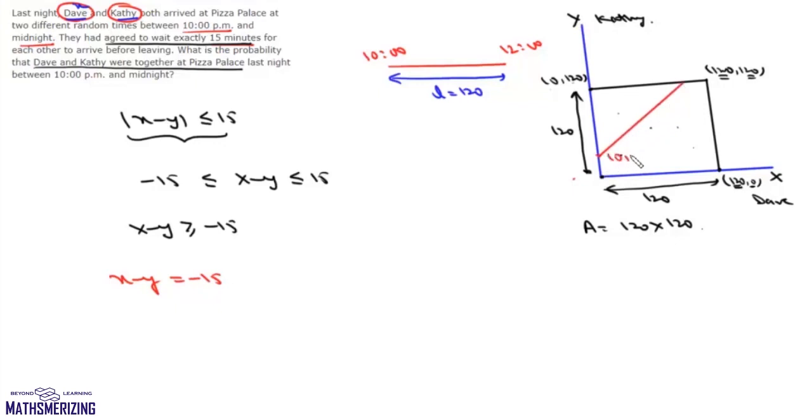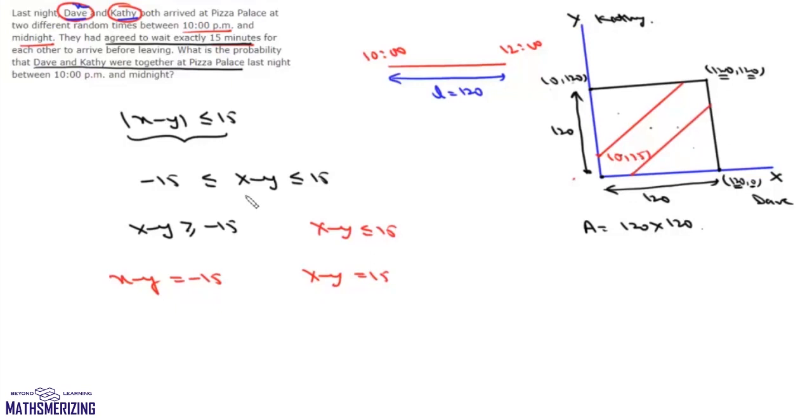This point is 0, 15. For this case, it'll be x minus y less than 15. So we'll draw this line x minus y equals 15. And in this case, when y is 0, x is 15. And when x is 0, y is minus 15. So it'll be this line.